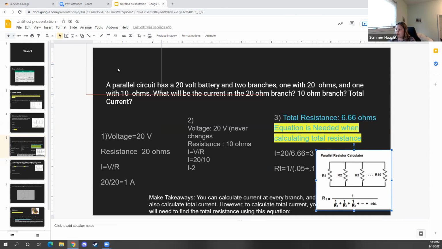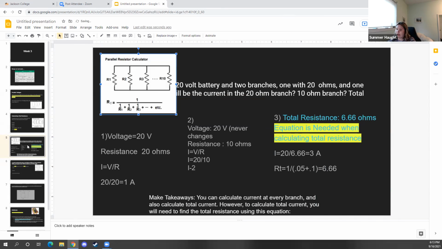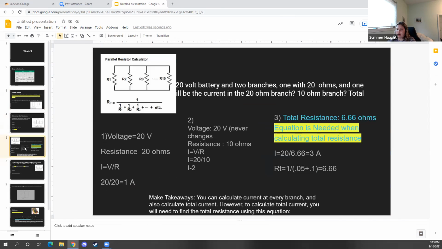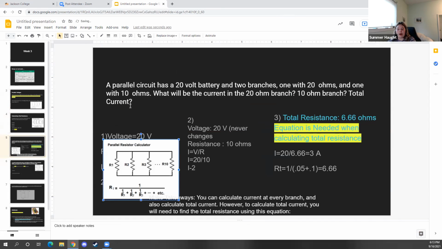The last little bit is where everything comes together. It's where this question we did comes together, and it's where understanding Ohm's law comes together. If we have to calculate the total current, you have to know your total resistance. So if it ever says find the total current, or if it ever says find the current in a parallel circuit.